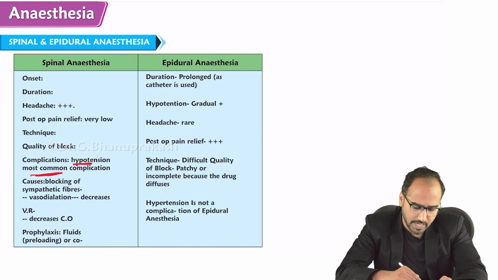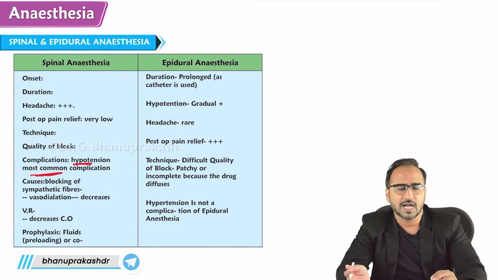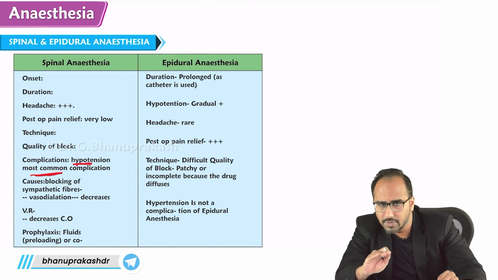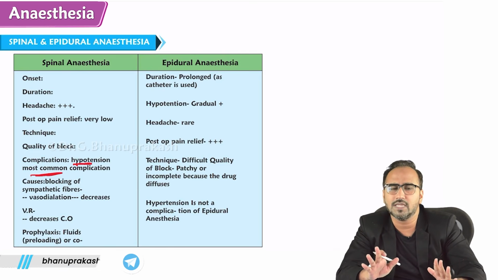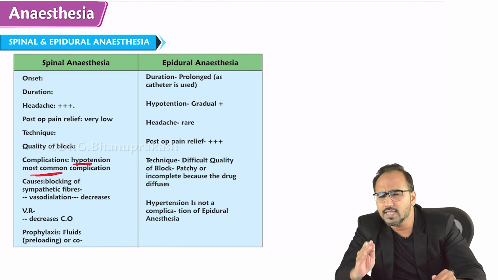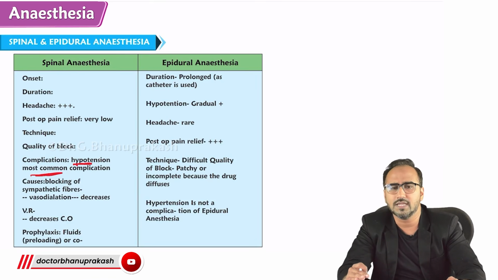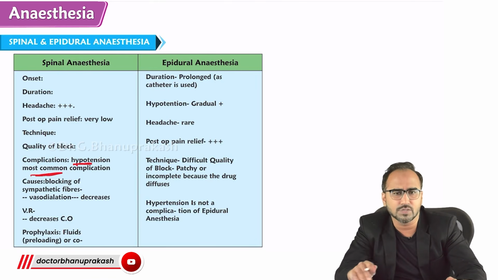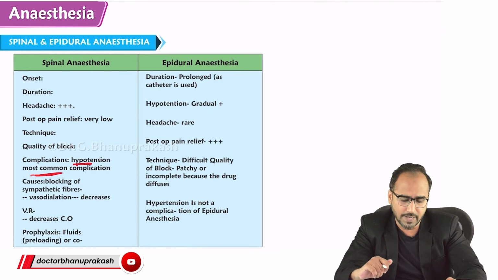Why is hypotension regarded as the most common complication? You know the reason. Spinal anesthesia produces sympathetic blockade that causes vasodilation of the lower part of the body. All the blood from the upper part gets settled down at the bottom, right? The blood volume in the upper part is reduced, the venous return is decreased, the cardiac output is decreased, hence the patient is having hypotension.